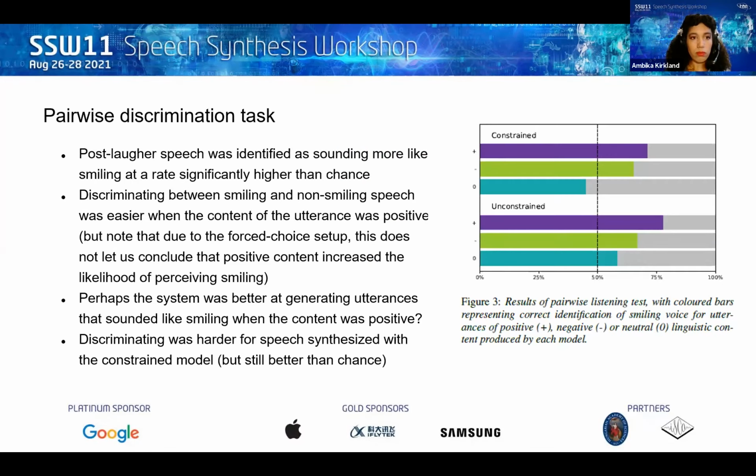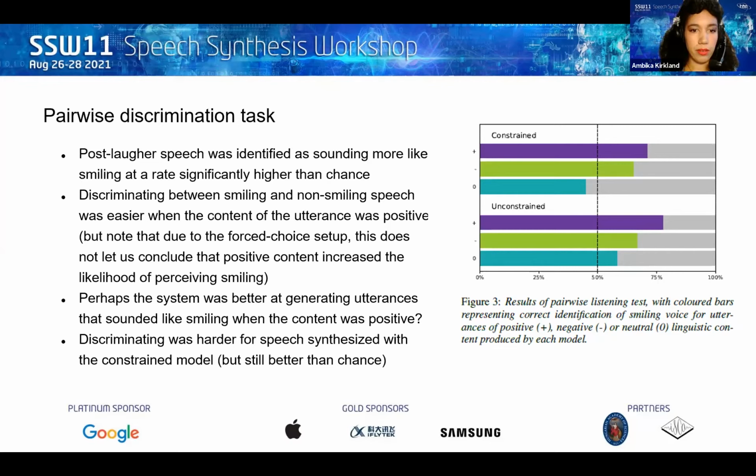All right. So what did we find? Well, first of all, the post-laughter speech was identified as sounding more like smiling at a rate that was significantly higher than chance. It's around 62%, I think. Higher for the unconstrained model and lower for the constrained model. Discriminating between the smiling and non-smiling speech seemed to be easier when the content of the utterance was positive. However, because of this forced choice setup that we had, this doesn't really let us conclude that the positive content increased the likelihood of perceived smiling. It basically just meant that the participants could more easily distinguish between the smiling and non-smiling speech.